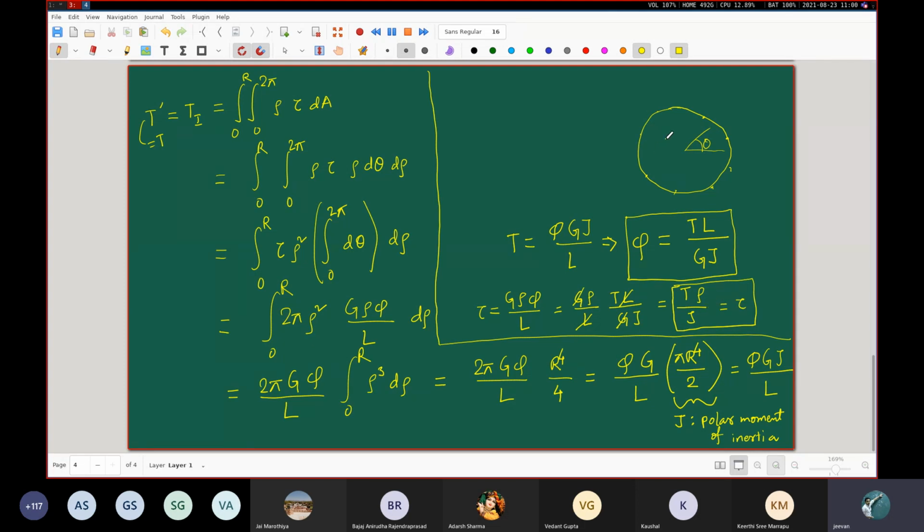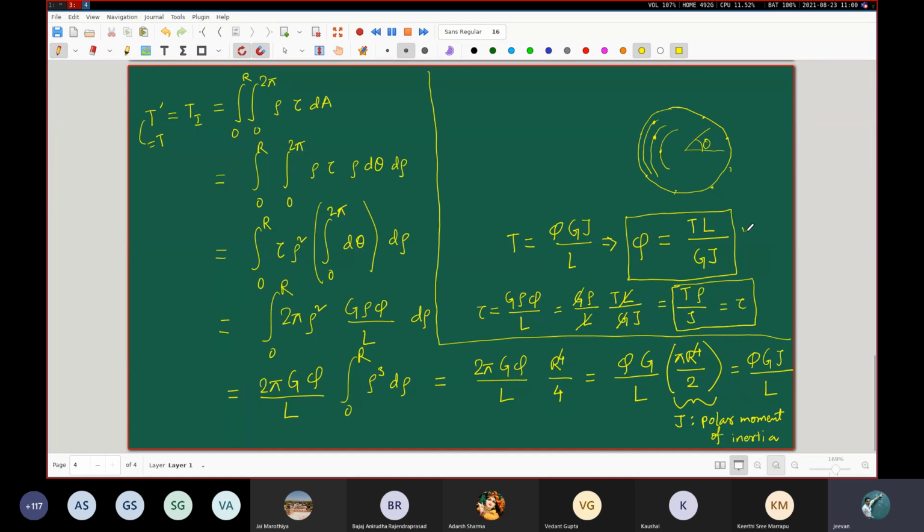If you consider a circle like this and you sit at any point on it, the tau will have a certain value. If you consider another circle and another point, the tau will have another value, linearly increasing. Now, just looking at this expression, can you tell me what will be the maximum value of tau? It is important to realize this. TR by J, and rho is R. So the maximum value of the shear stress will be present on the outer periphery of this circle. That's all there is to it actually.